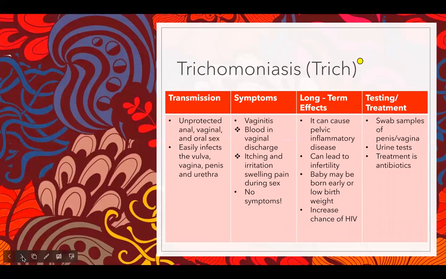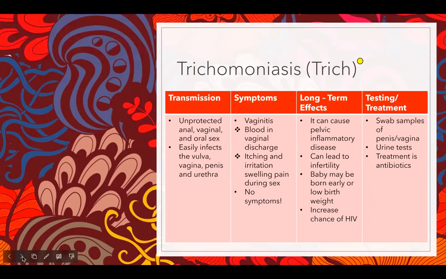Next, we have trichomoniasis, which is also a parasite. It can be transmitted through unprotected anal, vaginal, and oral sex. It easily infects the vulva, vagina, penis, and urethra. Okay. Symptoms could be vaginitis. Vaginitis is very similar to trich, in which it would be kind of an itchy, red, burning sensation in your vaginal area. There could also be blood and vaginal discharge, itching and irritation, swelling, or pain during sex. That's all what vaginitis is, as well as what would be one of the symptoms for trichomoniasis.